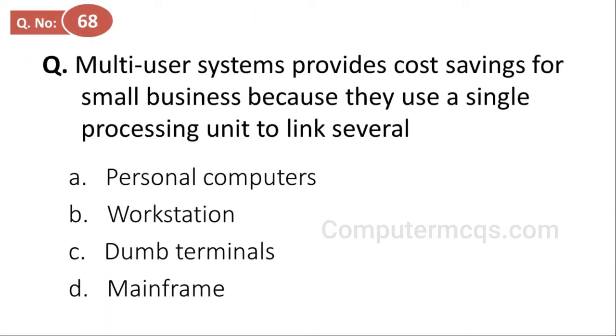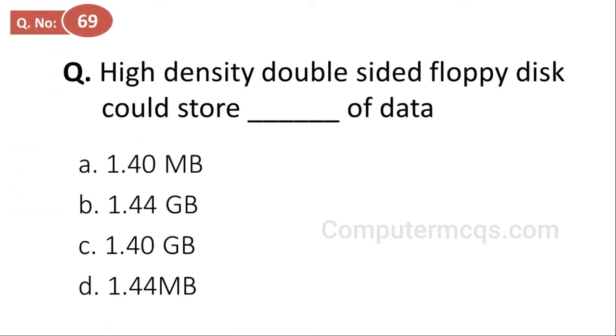Multi-user systems provide cost saving for small business because they use a single processing unit to link several. Options are personal computers, workstations, dumb terminals, mainframe. And the correct answer is option C, dumb terminals. High density double-sided floppy disk could store how much data? Options are 1.40 MB, 1.44 GB, 1.40 GB, 1.44 MB. And the correct answer is option D, 1.44 MB.